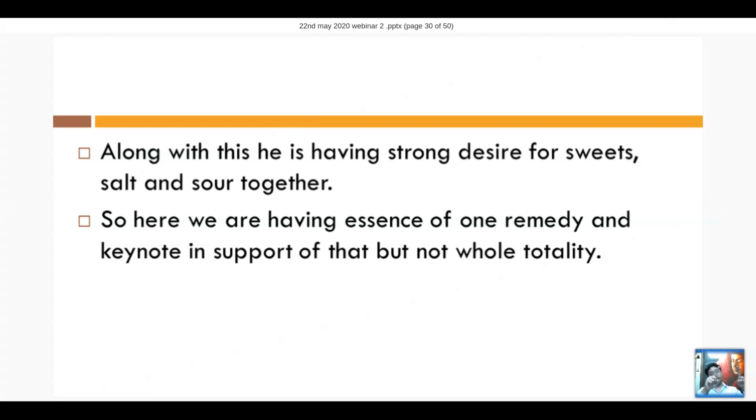Now, we are having the essence of a remedy, and we are not having a totality, but one keynote for that remedy, that is desire for sweet, salty, and sour together. And we know the remedy, that is Medorrhinum. So here we are not having a holistic prescription; we have to prescribe on that information only. We are having only the essence, and along with the essence, one keynote.